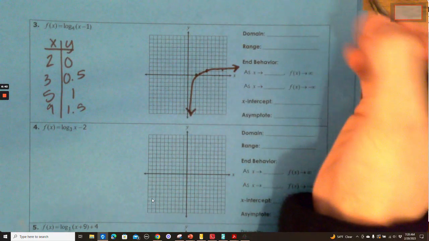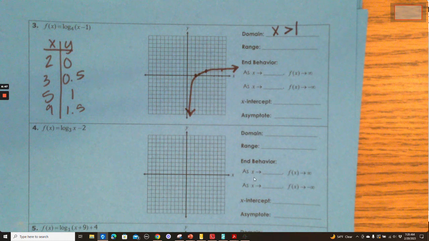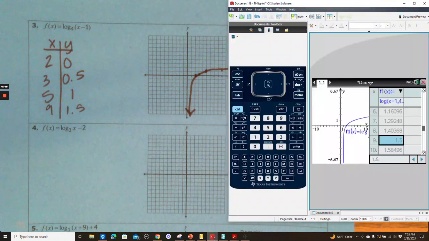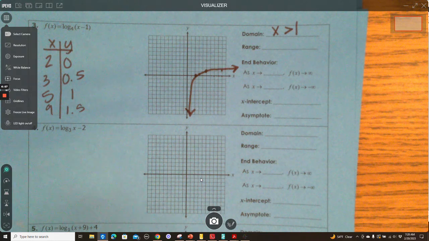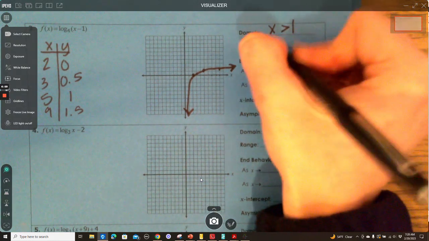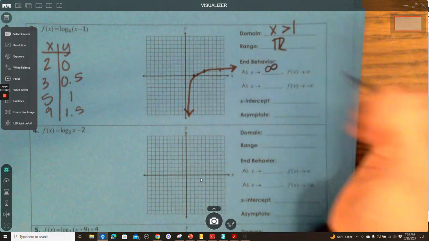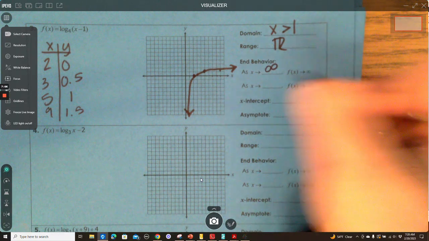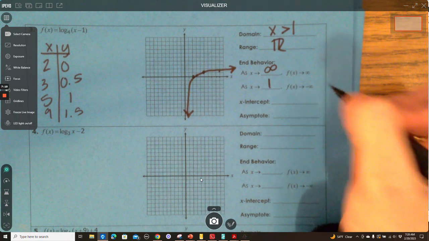So the domain here is x has to be greater than 1. And one way that you can tell that from the table, see how we get this undefined value right here at 1? That kind of lets us know where that asymptote is. So the range is all real numbers. As x approaches infinity, f of x approaches infinity.